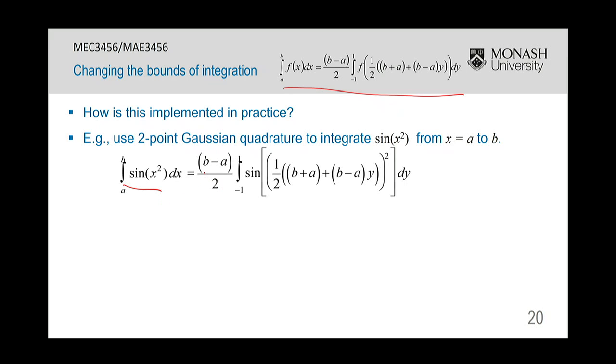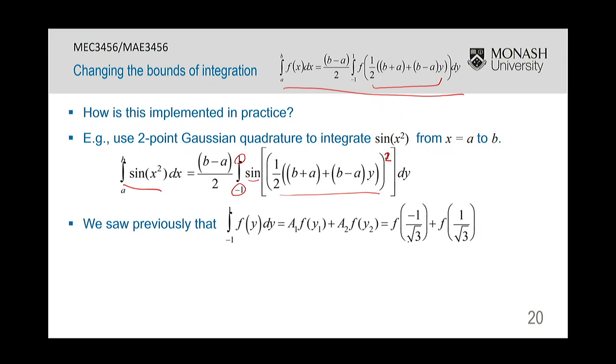Using this formula, we just see that it's (b minus a)/2 multiplied by the integral from -1 to 1 of sine of x squared dy, where this thing here is equal to x. And we know that two-point Gaussian quadrature is given by this formula here. So we need to calculate this function value at minus 1 on root 3 and plus 1 on root 3. And don't forget the (b minus a)/2 in front. That doesn't go away, so we need to keep that.